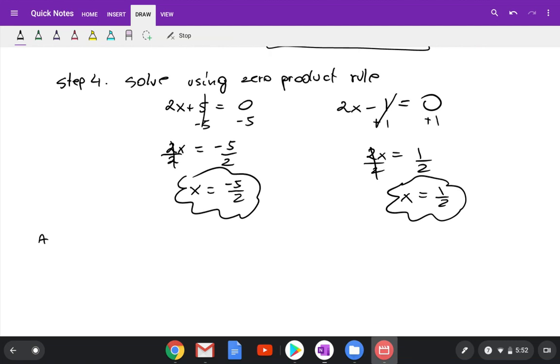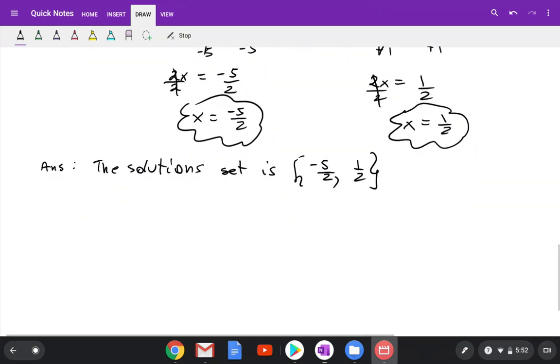So our final answer, we're going to write down using the solution set. The solution set is negative 5 over 2, 1/2. Okay, you can always check if you're not sure about your factoring, but this is definitely correct. Okay, we have a couple more examples.